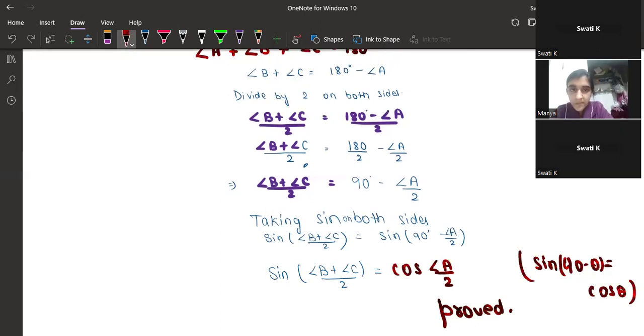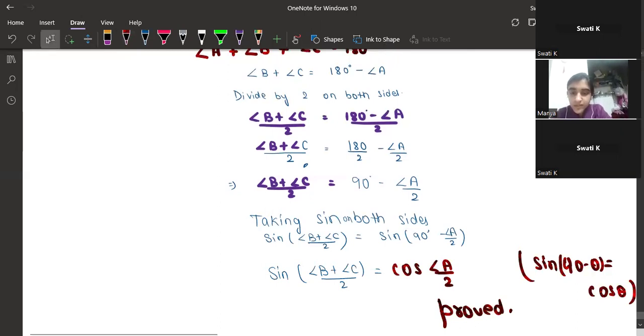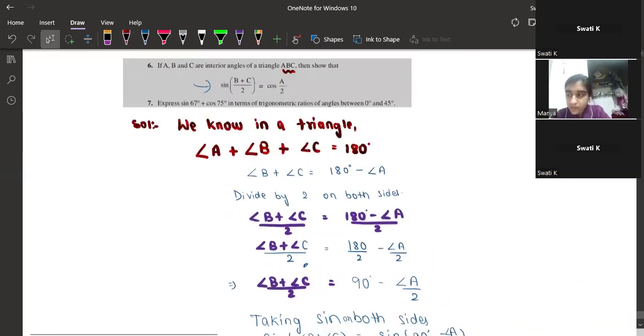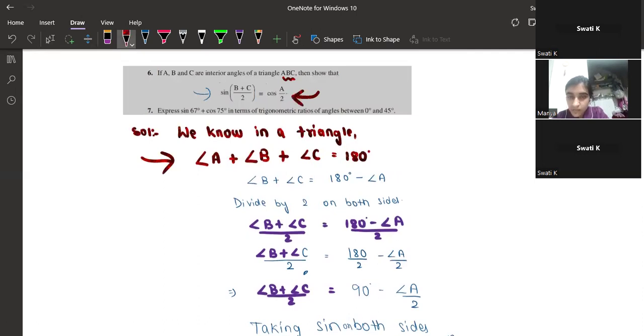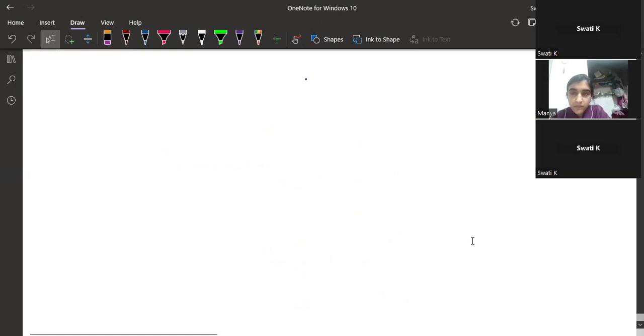Did you understand this question? Yes. See, we proved what we had to prove. Show that, we started from this and we have reached this thing, which is done. Now question number 7 is very simple, so we'll solve question number 7 also right now.